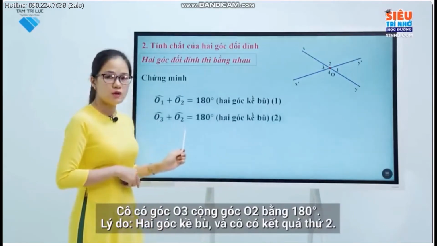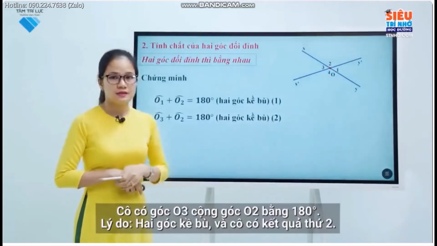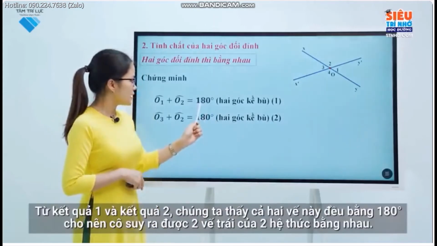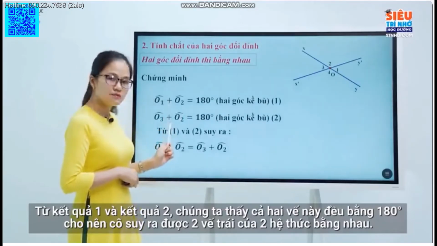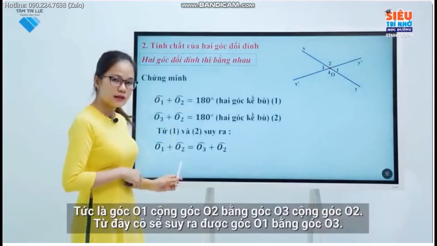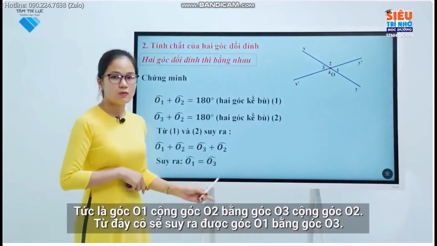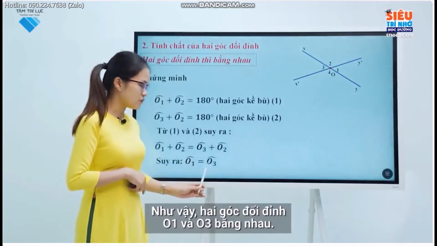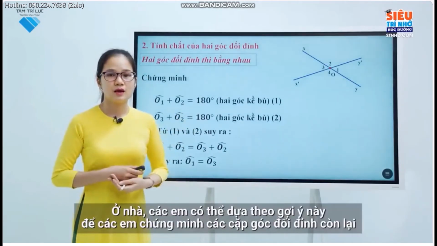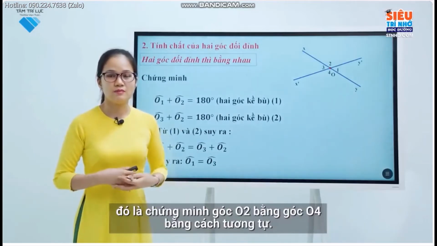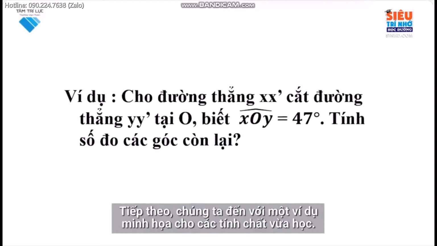Likewise, the sum of angle O2 and angle O3 is 180 degrees because they are two supplementary angles. From the two operations above, we can conclude that the sum of angle O1 and O2 is equal to that of the angle O2 and O3. Logically, it is now clear that two vertical angles O1 and O3 are equal. At home, you can demonstrate the remaining vertical angles. Make it clear that angle O2 equals angle O4, based on the mentioned example. Similarly, coming up next, let's take another descriptive example of the properties that we have learned.